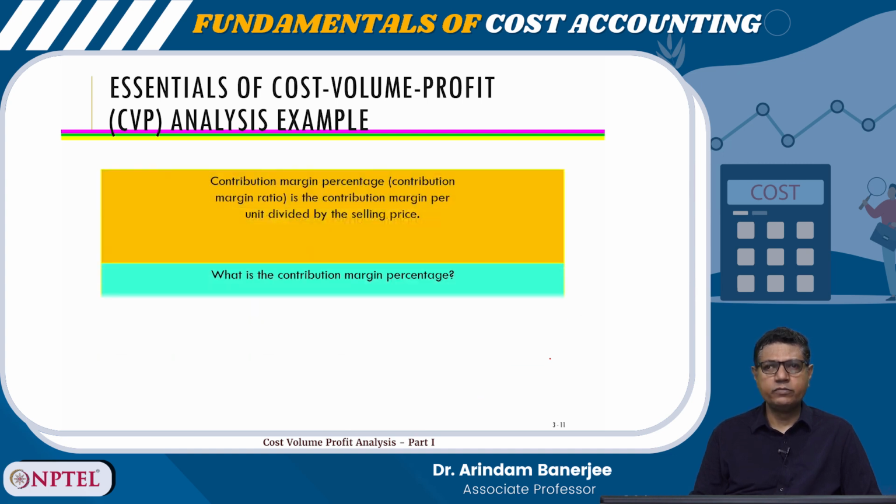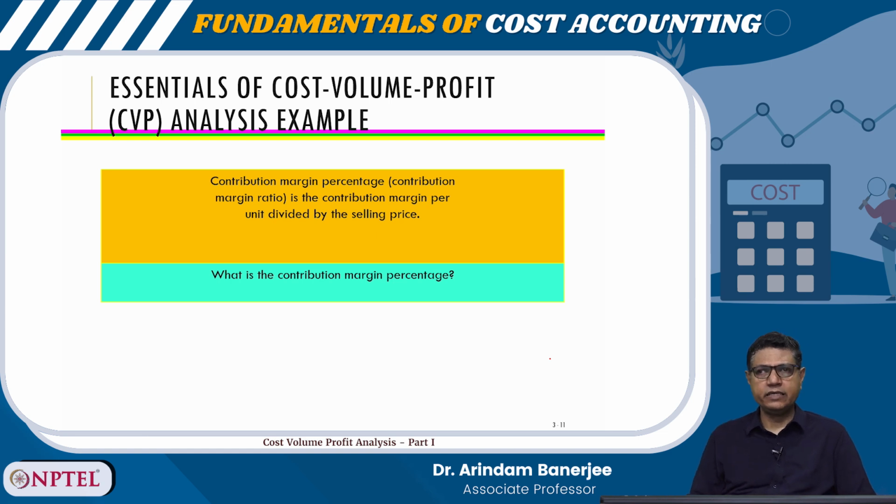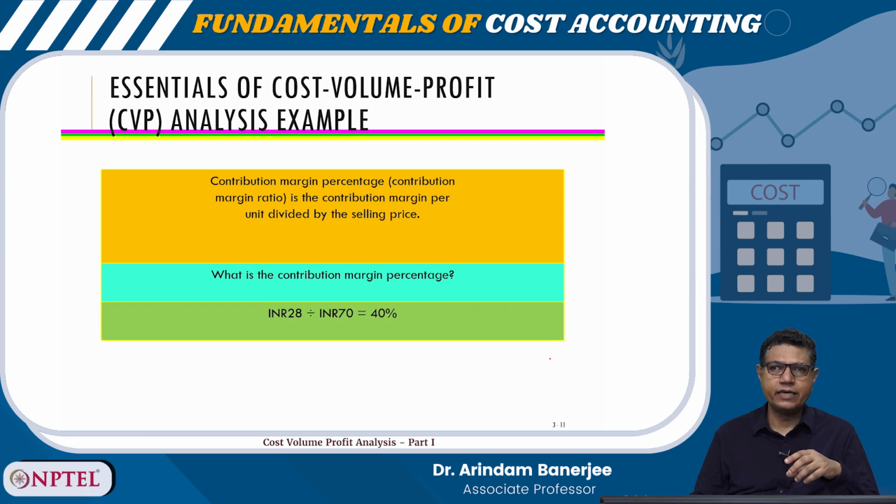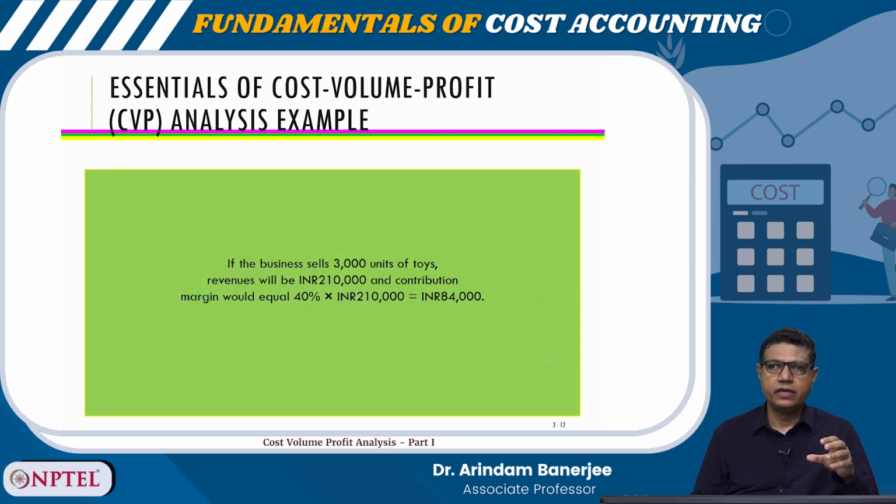So, what is my contribution margin percentage? Contribution margin percentage is contribution margin divided by sales price into 100. So, I can calculate it, rupees 28 divided by rupees 70 is 40%. So, 40% is my contribution margin. Now in the previous case the business was selling 2500 units. Now, if the business sells 3000 units, then how much will be the revenue? Revenue will be 70 into 3000 units, right.